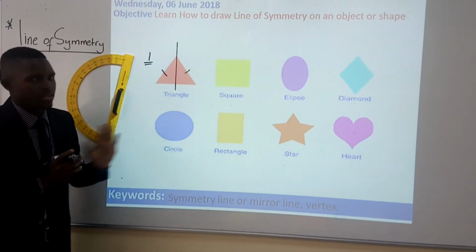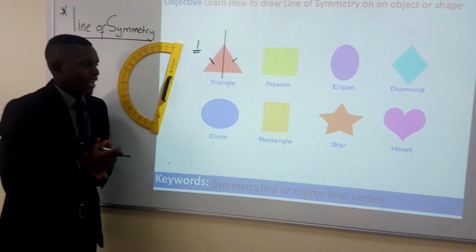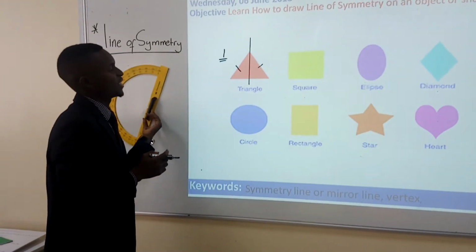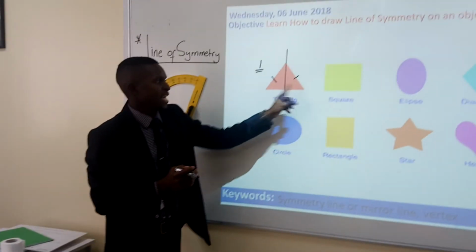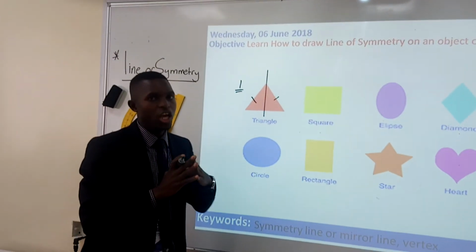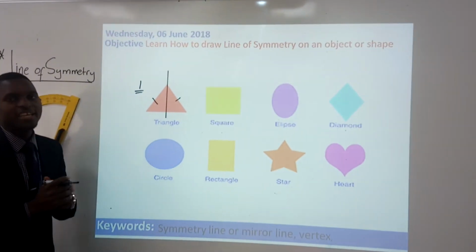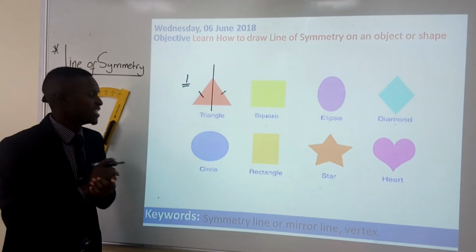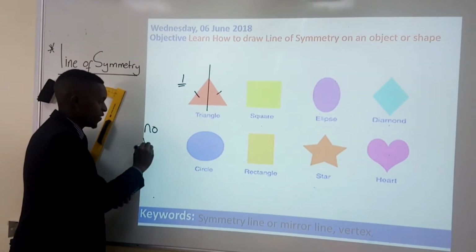The next one is the circle. The circle is interesting. It does not have a vertex, a vertex being a point whereby two lines, two segments meet. So this circle has got an infinite number of lines because it does not have a vertex.